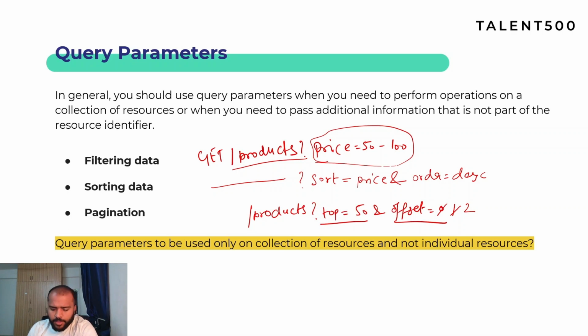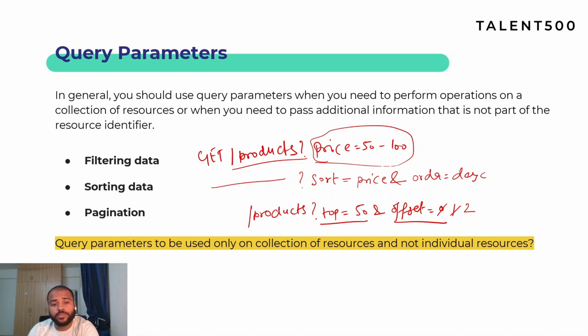Okay, but an interesting question arises after this: will you always use query parameters on collections of resources only and never on a single resource? The answer for this is no. On single resources also we use query parameters. And when do we use that? When there is some extra information which we want to provide to the server, but it cannot be present either in the URL or in the payload.